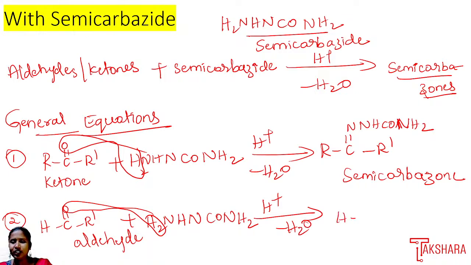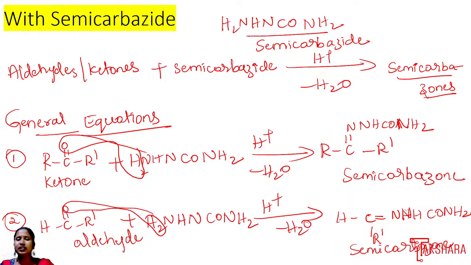So we will get HC R dash double bond NH CONH2, which is called semi-carbazone. So again we get the semi-carbazone product. I mean, when aldehydes or ketones undergo reaction with semi-carbazide in the presence of an acidic medium, we get semi-carbazone products with the removal of a water molecule. Okay, so for this we'll consider particular examples.